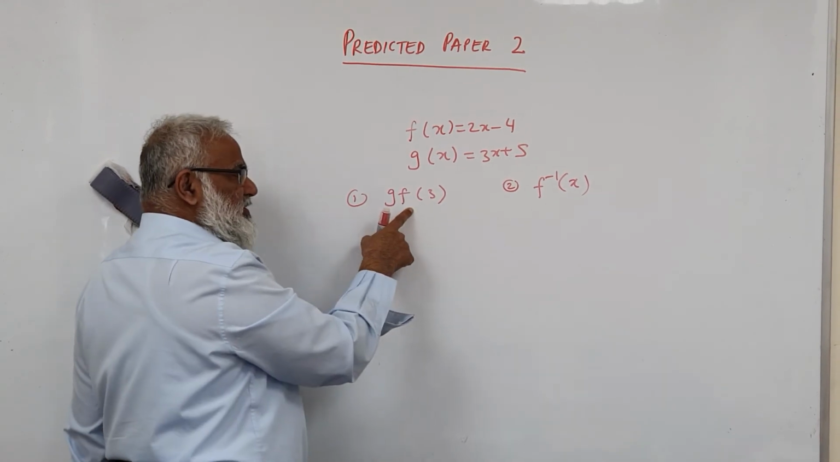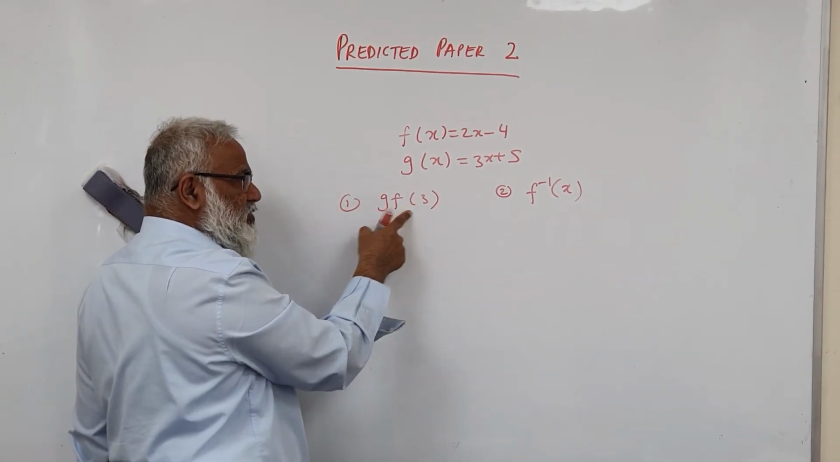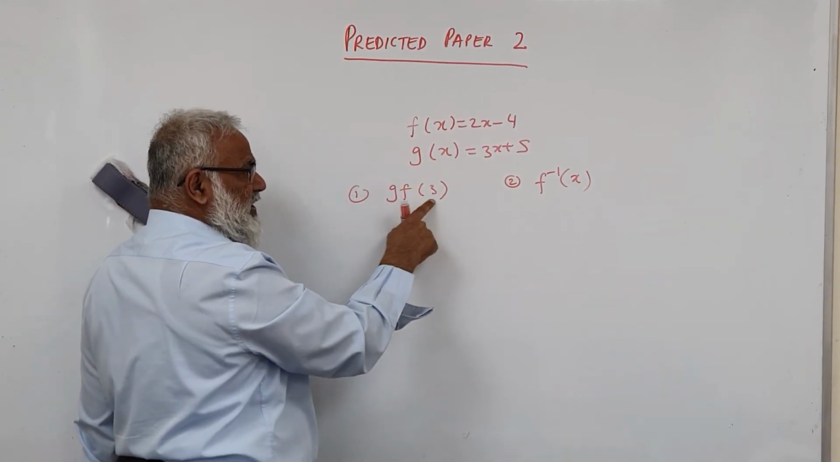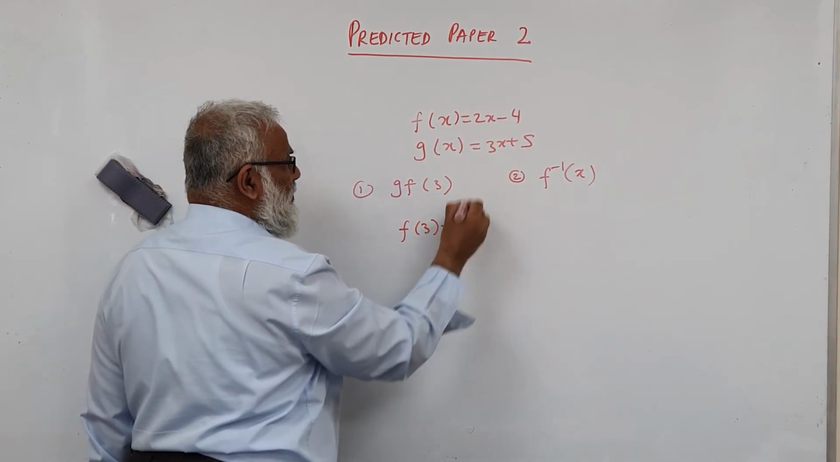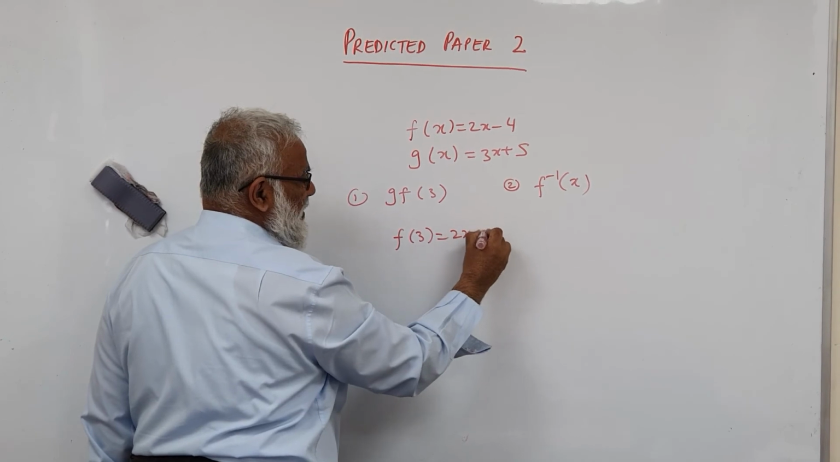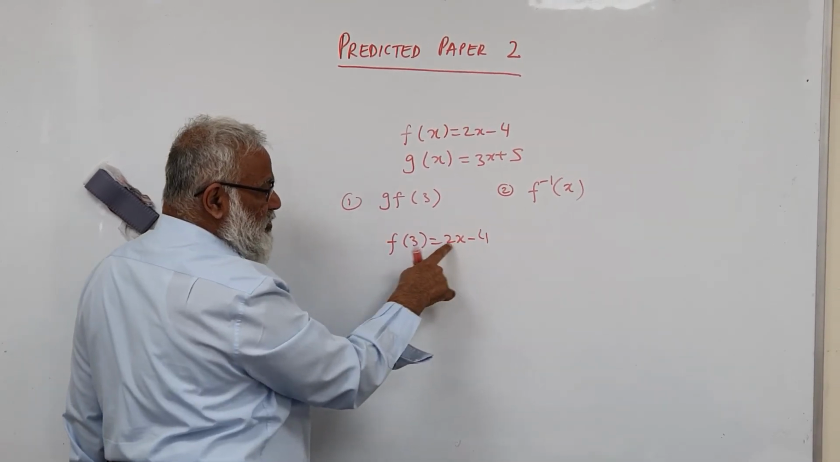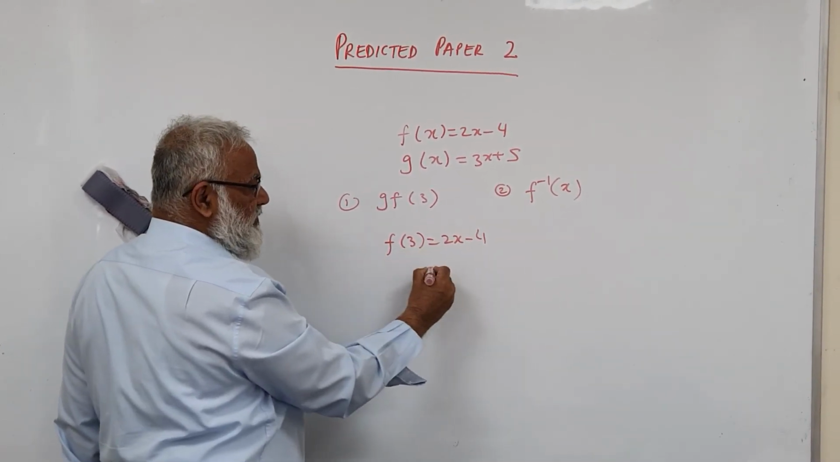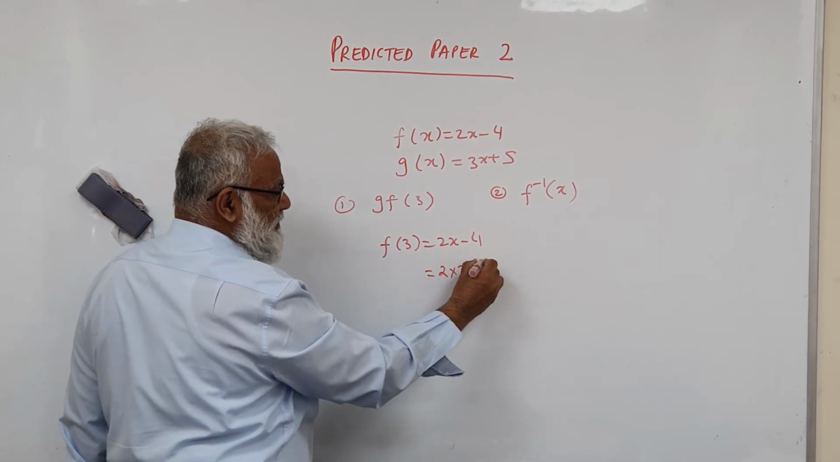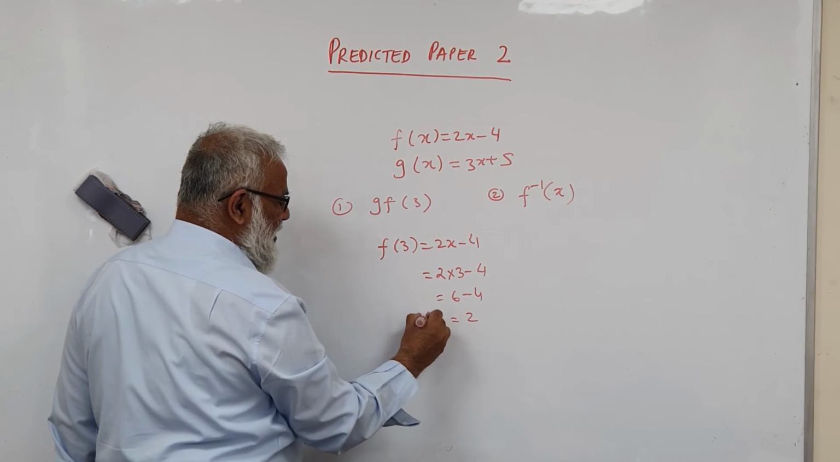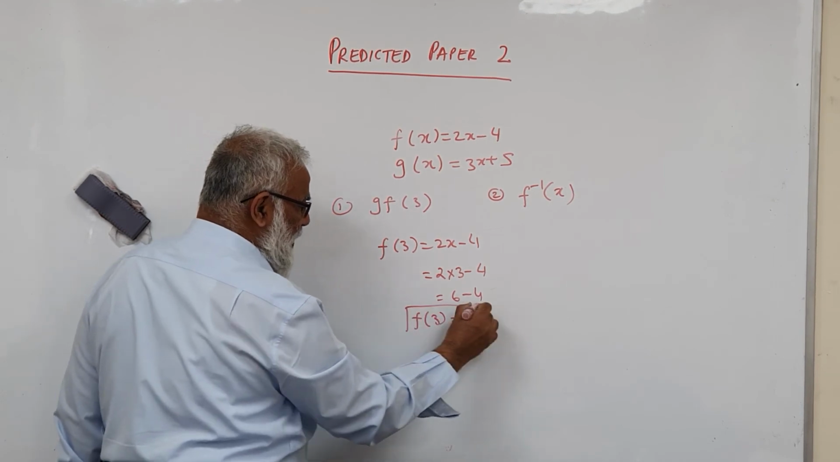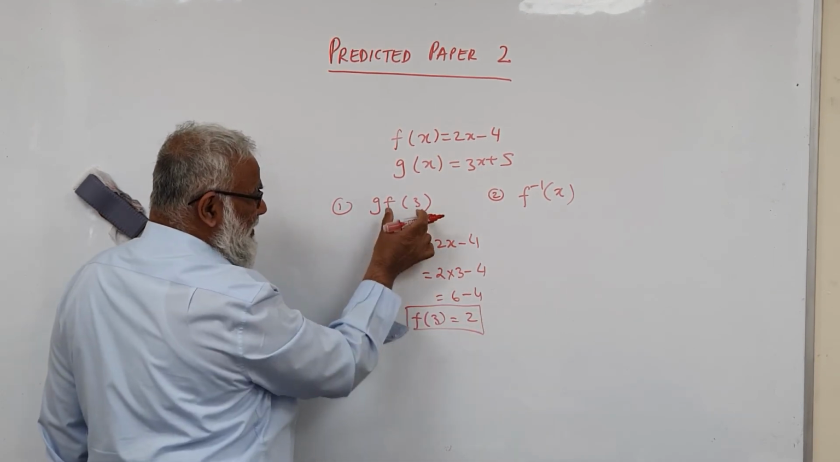So this is a composite function. I will do it in this direction. First I am going to find f(3). f(3) means use this formula, 2x minus 4. Wherever there is x, I am going to replace it by 3, that is the input. So 2 times 3 minus 4, 6 minus 4, 2. So f(3) is 2. That's step number 1.